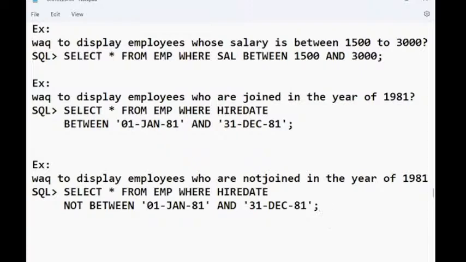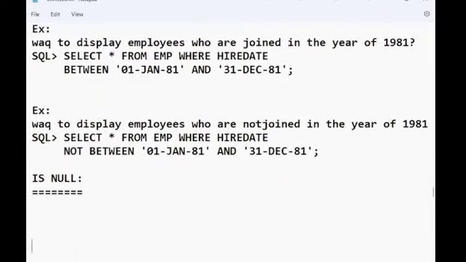Okay. Right. This is another special operator. And the next one, the most important here, is null. Okay, so now observe. This is a special operator, and it is used whenever you want to compare nulls.